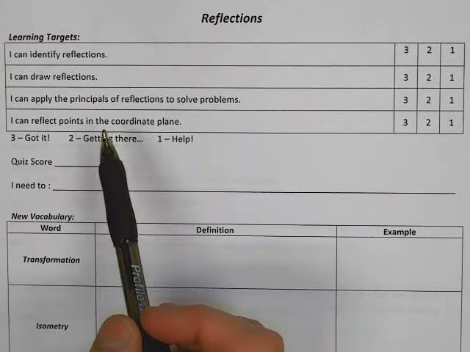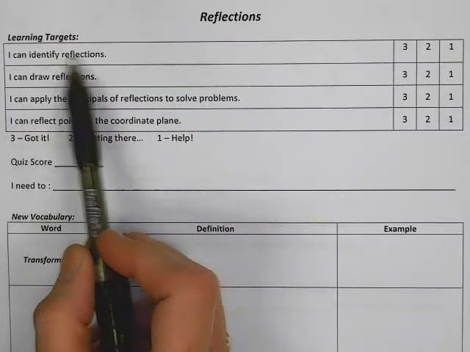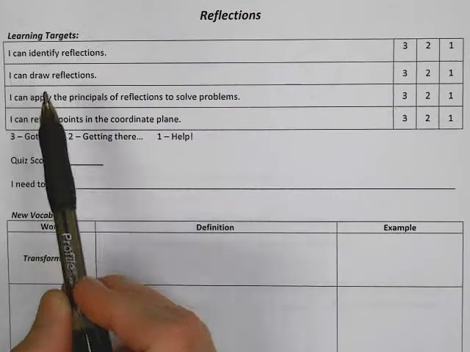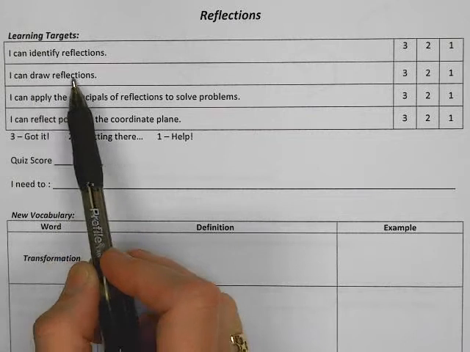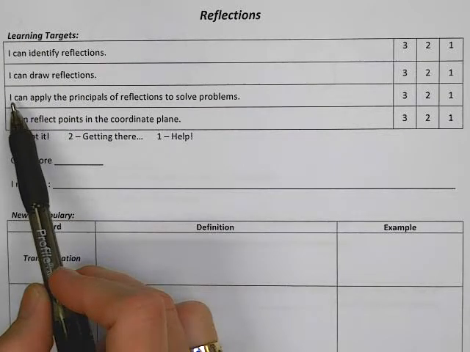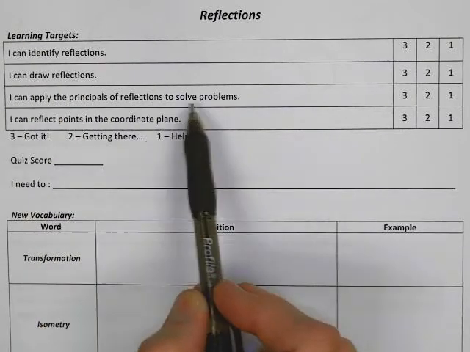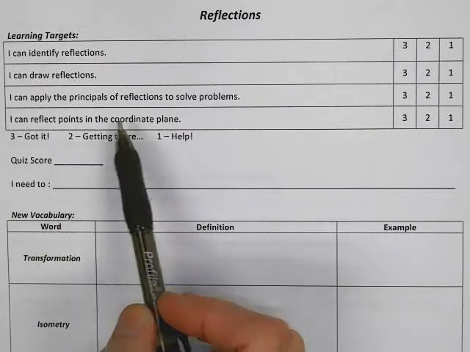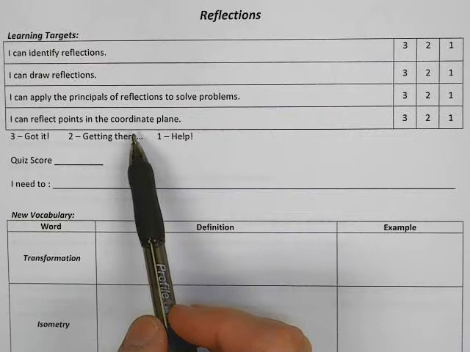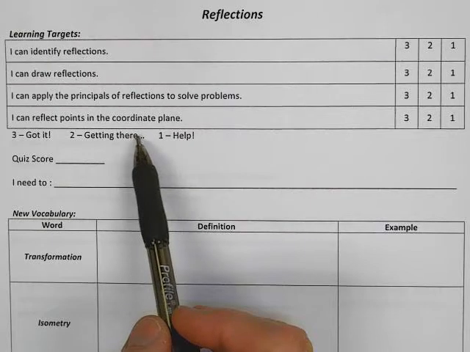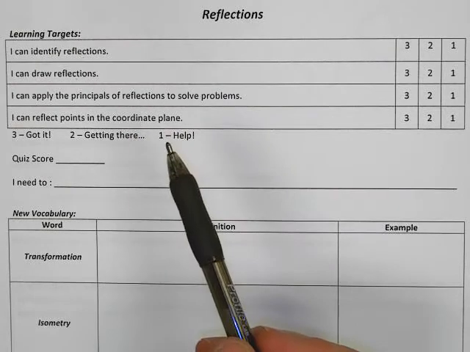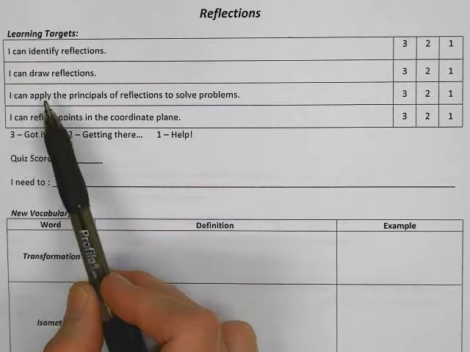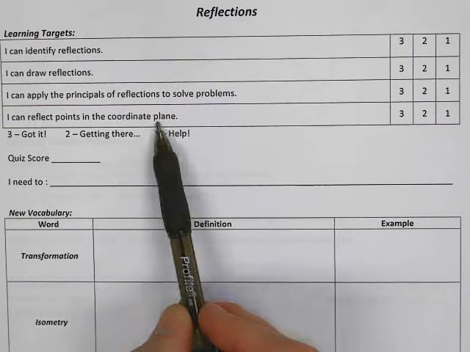If you look at the targets, we're going to identify reflections, and we've done a little bit with that in that congruence chapter. What's new is we're going to draw reflections, and then we're going to apply these principles of reflections to solve problems, and then we're also going to talk about what it means to reflect if you're in the coordinate plane. And so you're going to see some commonalities here. We're going to have the same kinds of targets when we work with translations, and then also rotation. So we'll be identifying, drawing, applying, and then using them in the coordinate plane.